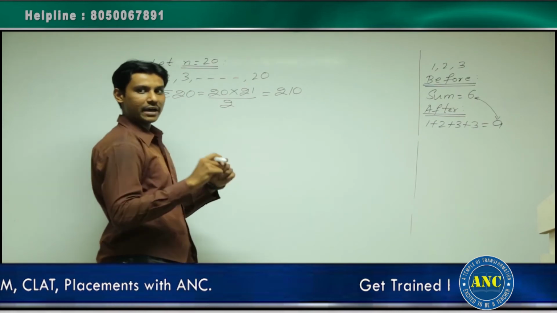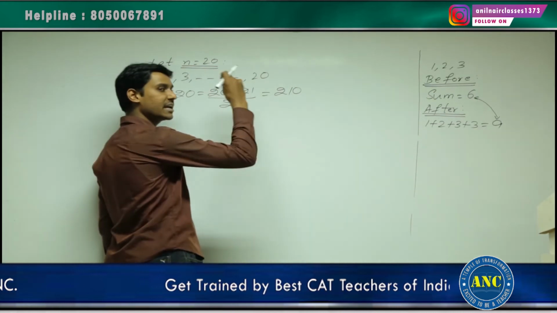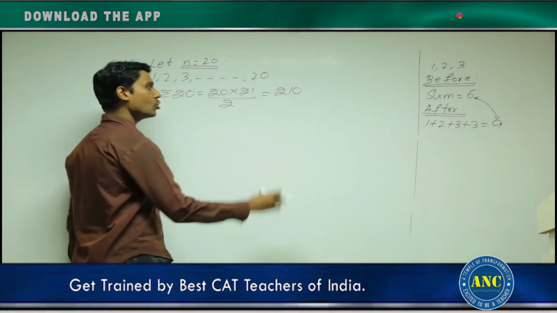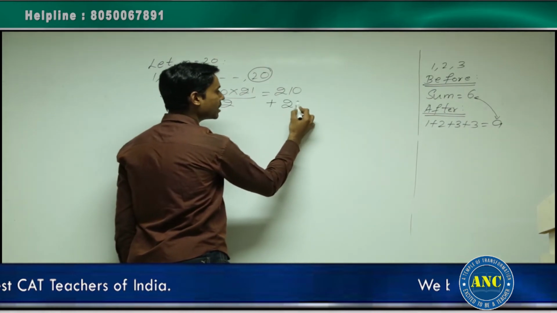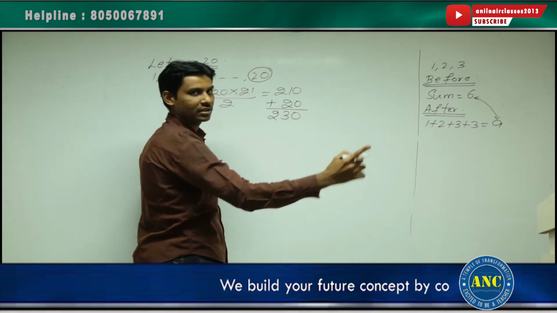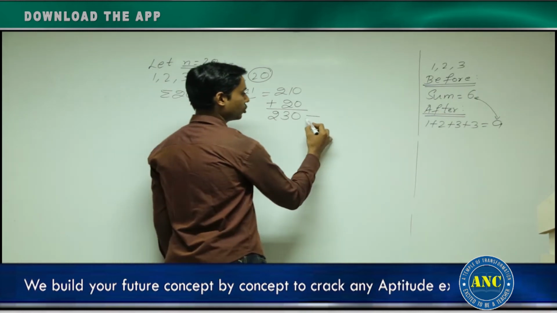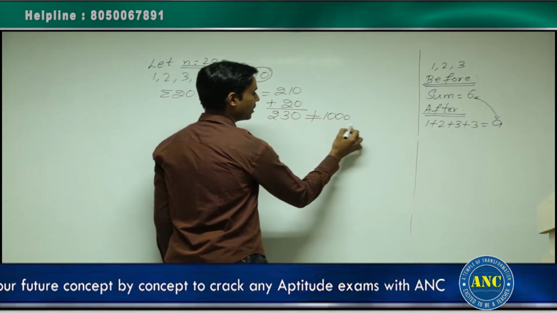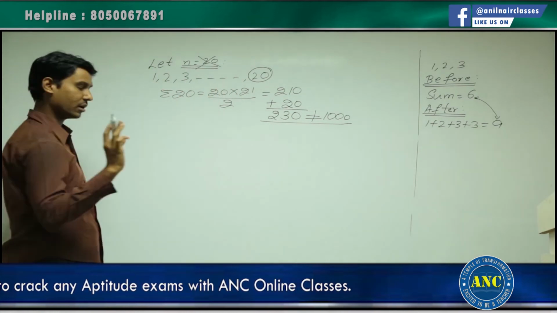Assume that the number you are adding by mistake is 20. Let us take the maximum number itself. Assume that you are adding the maximum number itself to this sum. If I add the maximum number itself, the sum happens to be 230. But the question says when you added a number twice, the sum happened to be 1000. 230 is not equal to 1000. Therefore n cannot be 20. Clear with the approach?